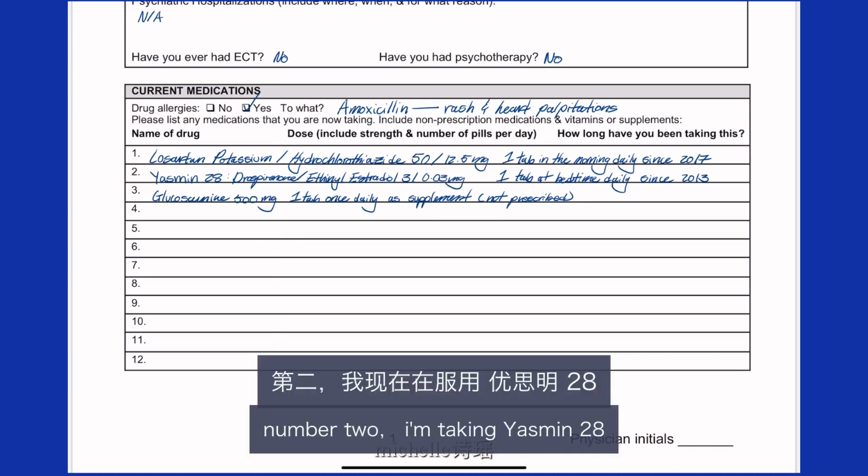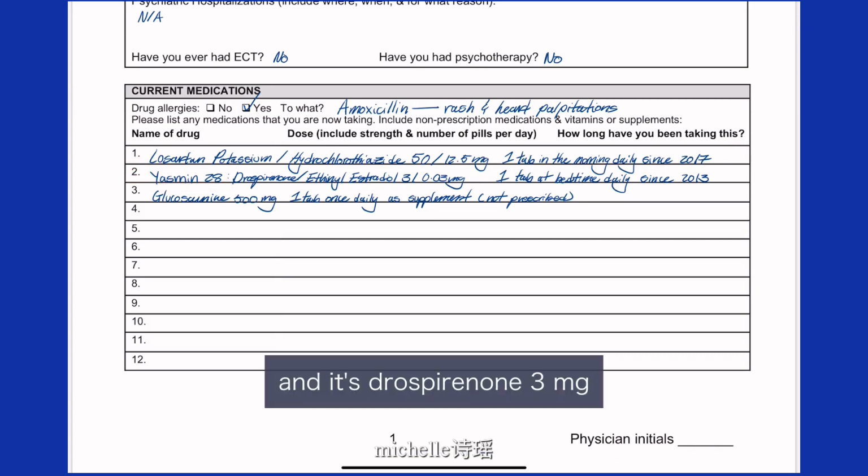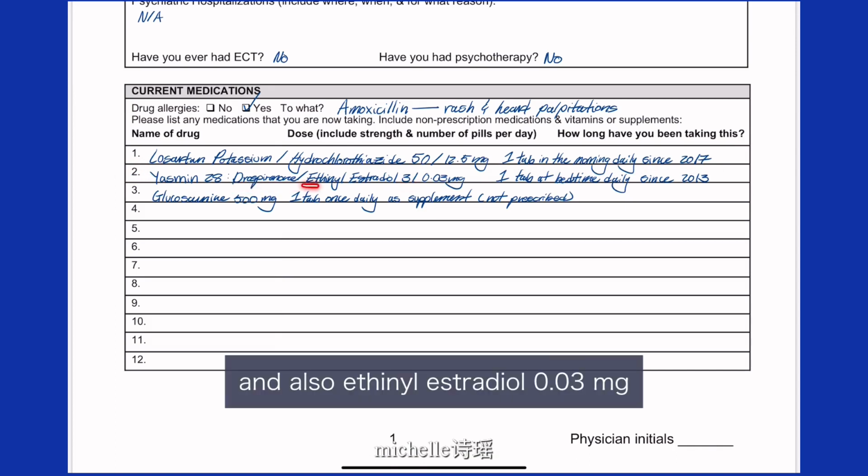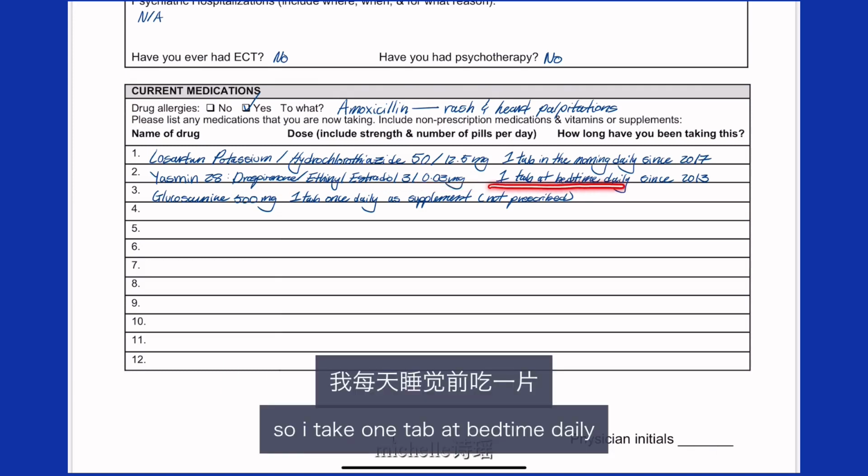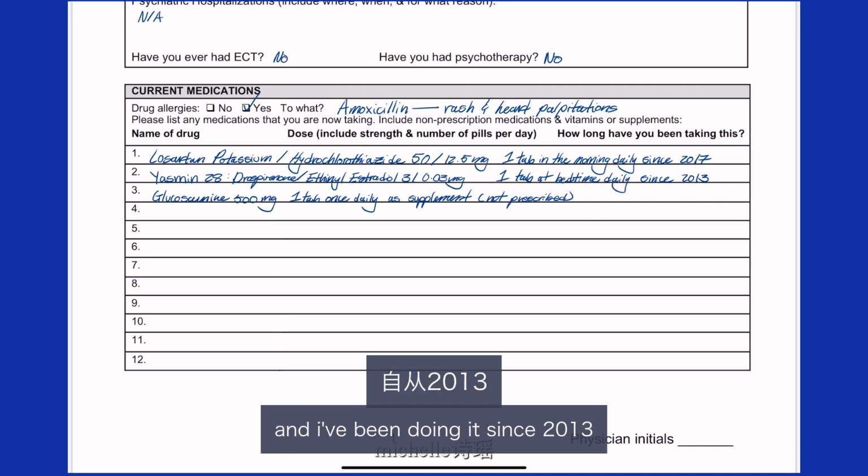Number 2, I'm taking Yasmin 28, and it's drospirenone 3 mg and also ethinyl estradiol 0.03 mg. So I take 1 tab at bedtime daily, and I've been doing it since 2013.